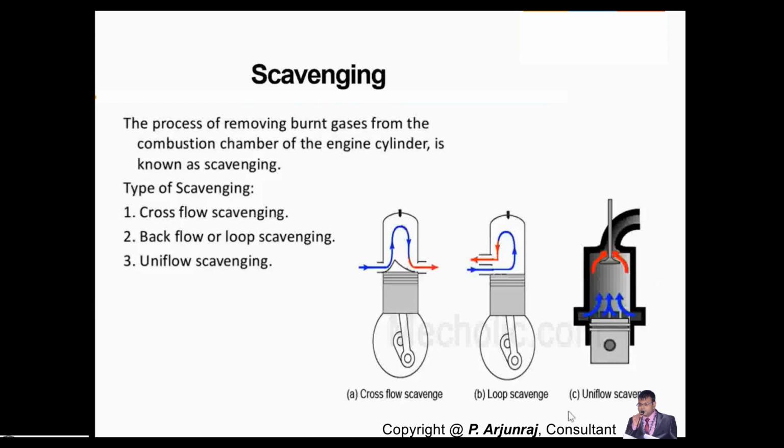So here, in the uniform scavenging system, the flow is going to happen uniformly across this combustion chamber, and you're going to remove the burnt gases from the combustion chamber to the atmosphere. So you have these three types, and these three types are very well explained in John B. Heywood, in chapter 6.